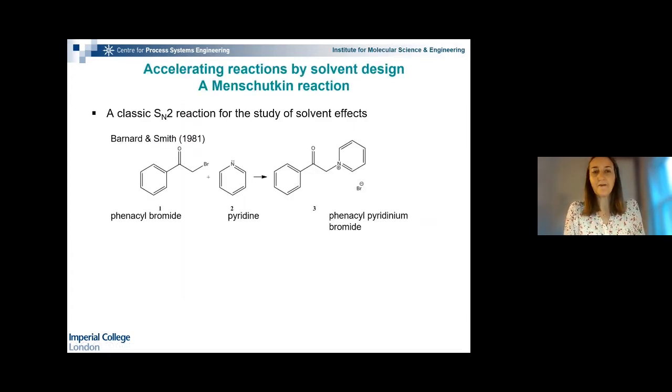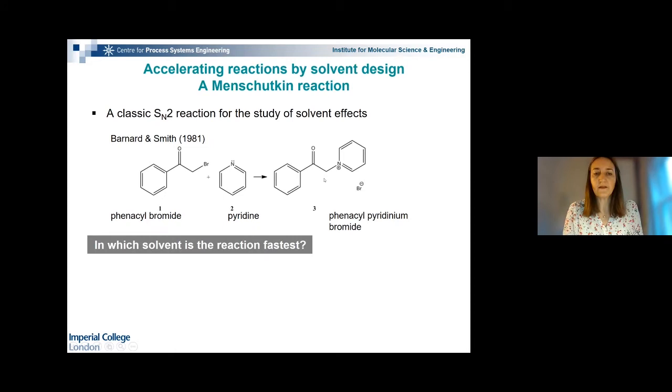The first is a very classic reaction to study solvent effects. I mentioned SN2 reactions. Of course, SN2 reactions are very relevant industrially. And so we're looking at the specific reaction shown here, phenacyl bromide and pyridine reacting to form phenacyl pyridinium bromide, a quaternary ammonium salt. And we're asking in which solvent the reaction is fastest. We chose this reaction initially because we sort of know the answer, because it's been very well studied, at least as a reaction class. And we know that the greater the dielectric constant, the faster the reaction. So we can test our algorithm that way.